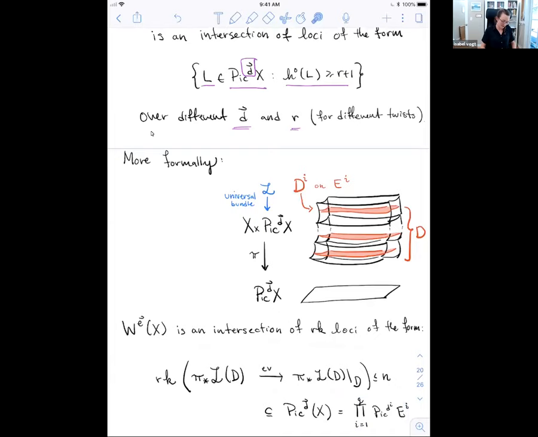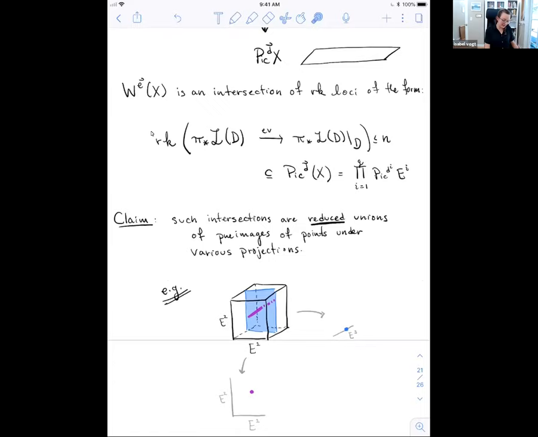So the claim is that any intersection of rank loci of this form always has this simple description. It's a reduced union of pre-images of points under various projection maps. So here's an example. I might have this locus look like the pre-image of this purple point under the projection to E1 cross E2. So that would give me this line in the product. Or I could take the pre-image of a point under projection to E3, and that will give me this sort of abelian variety two-plane in the product.